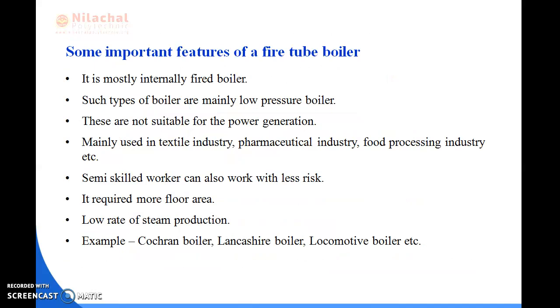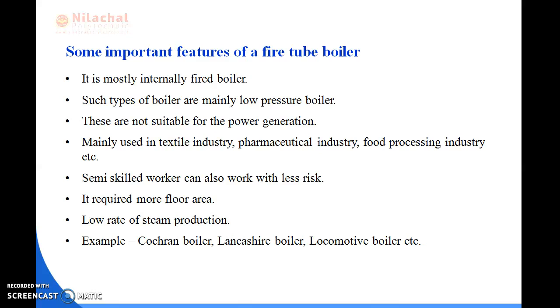Next, we shall discuss some important features of a fire tube boiler. First of all, let me tell you what a fire tube boiler is. In the last class, I have already told you regarding it. In the case of a fire tube boiler, the fire, that is the hot flue gas, flows inside the tube and the water surrounds the tube, so that the heat energy from the hot flue gas will transfer to the water through the tube and it will be heated.